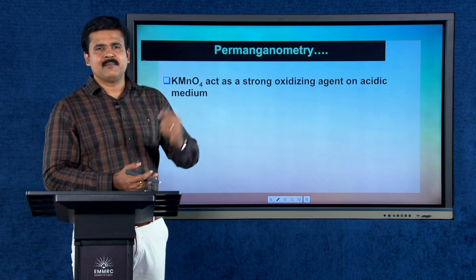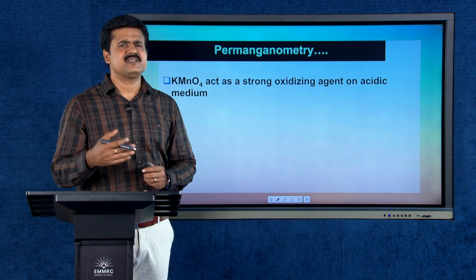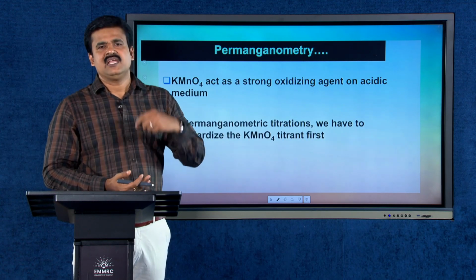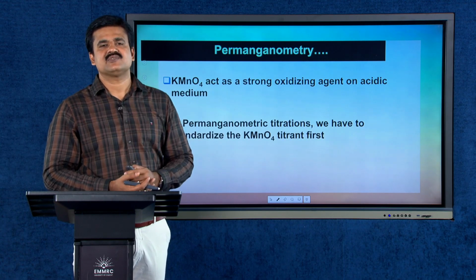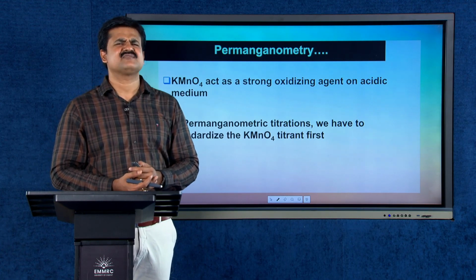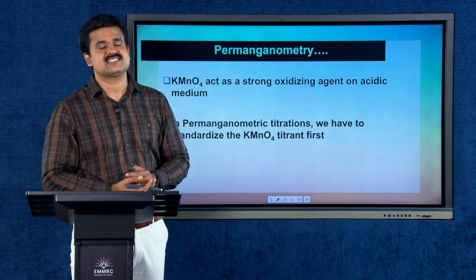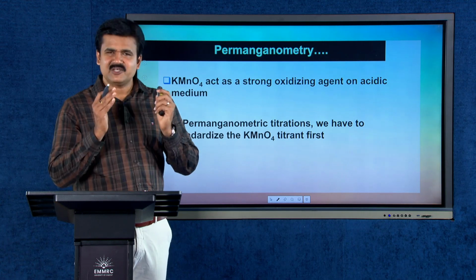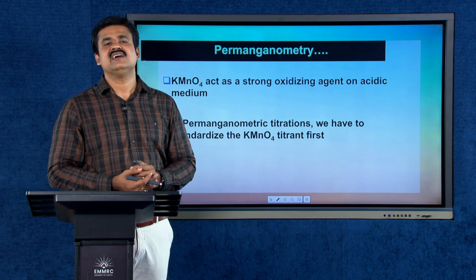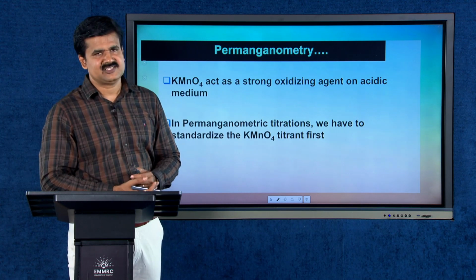Now, KMnO4 acts as a strong oxidizing agent in acidic medium. In neutral as well as basic medium, it is also an oxidizing agent, but it is more powerful in acid medium. In permanganometric titrations, we have to standardize the KMnO4 titrant first. That is, in volumetric analysis, we must have a standard solution, a solution with exactly known concentration. So, we have to standardize the KMnO4 solution first, because we should know the exact concentration of the KMnO4 titrant to evaluate the concentration of another analyte.